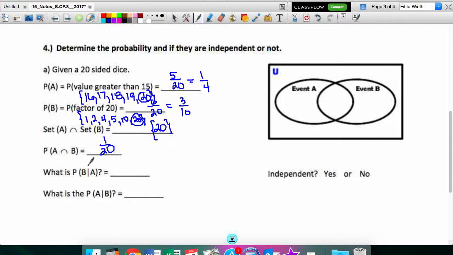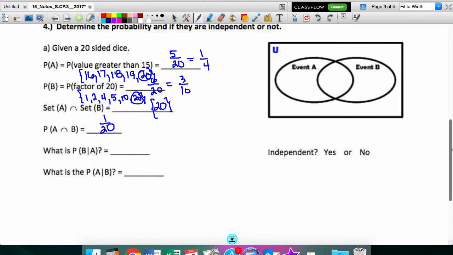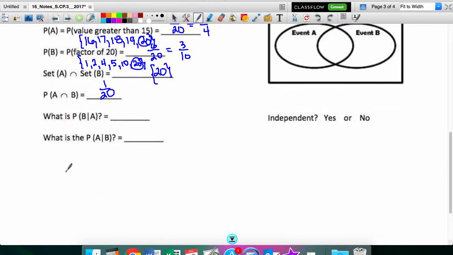Let's calculate the conditional probability of B given A. Please note, we don't know if these are independent right now. So before we can calculate the probability with our independent equations, we have to go back to the old school version of calculating a conditional probability. So I'm going to go ahead and do it down below where there's a little bit more space. The probability of B given A will be equal to the probability of A and B divided by the probability of the second event, or in this case, just A.